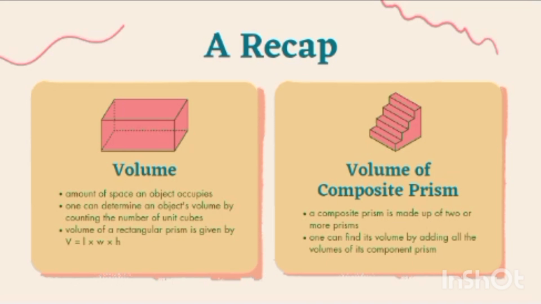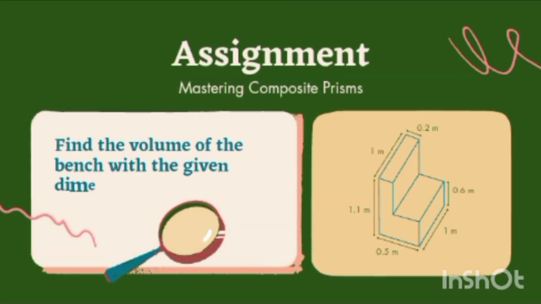Now, volume of a composite prism. A composite prism is made up of two or more prisms. You need to remember this. One can find its volume by adding all the volumes of its composite figure. The composite figure has one or more rectangular prisms or one or more prisms. That is why it is called a composite prism.